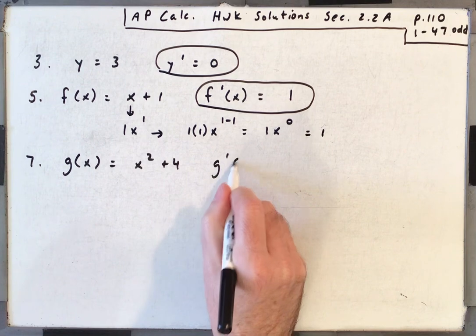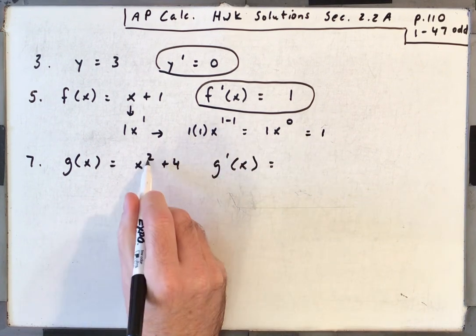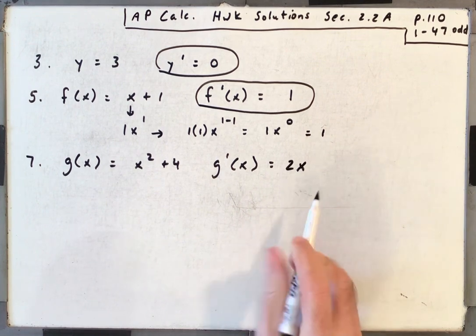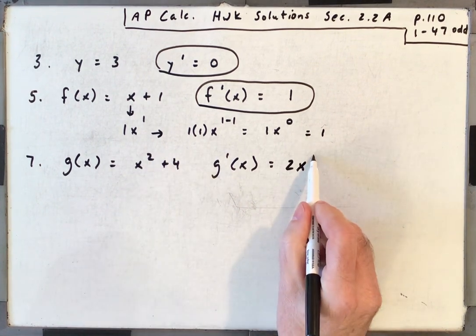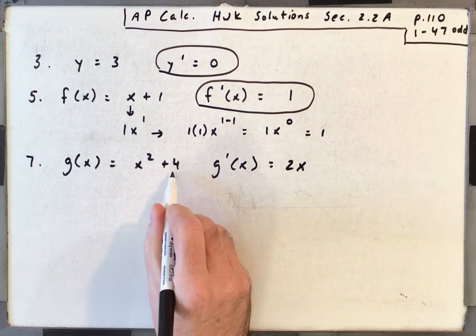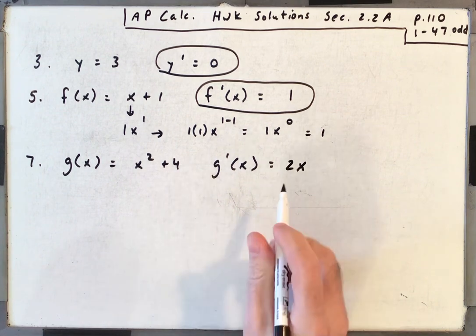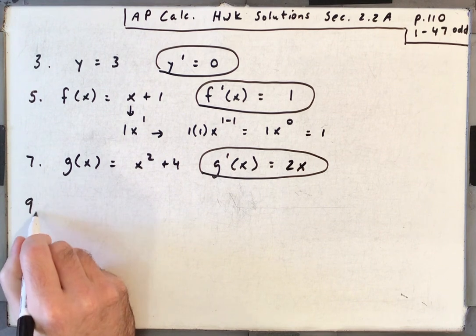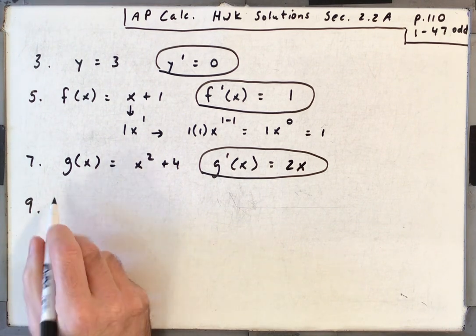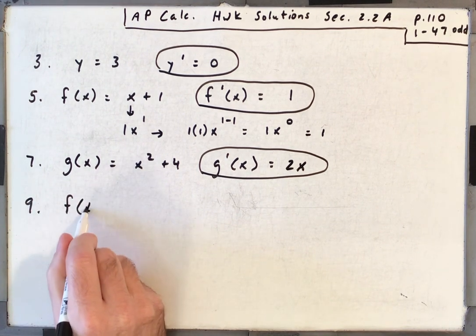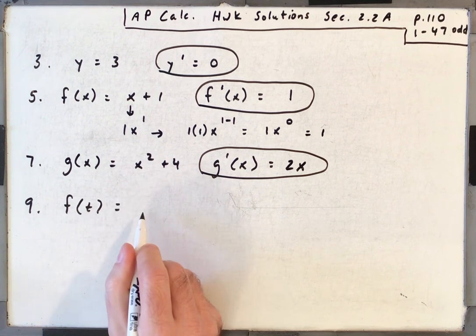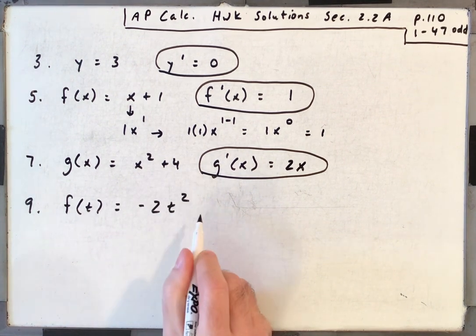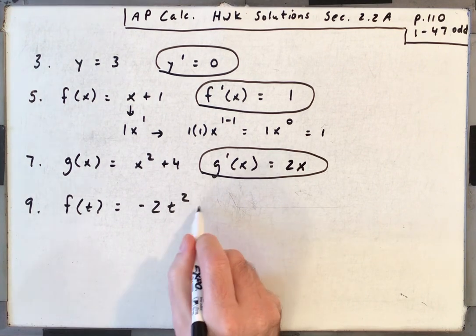So g prime of x, the derivative of x squared, bring the 2 out front, is going to be 2x to the first power. We don't have to write the 1. And then the derivative of 4 is 0. So g prime of x is just 2x. Number 9, we have f of t is equal to negative 2t squared plus 3t minus 6.